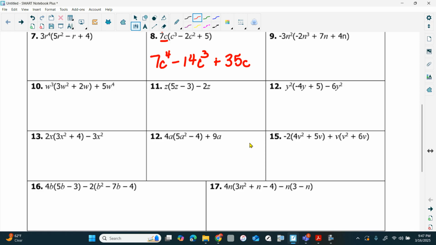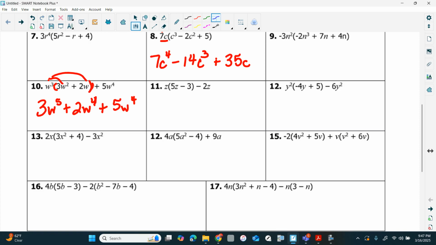So on a problem like number 10 here, where I see this parentheses, I have to get rid of those parentheses by distributing first. So this is 3w to the 5th power, then plus 2w to the 4th, okay? Then I have my plus 5w to the 4th.